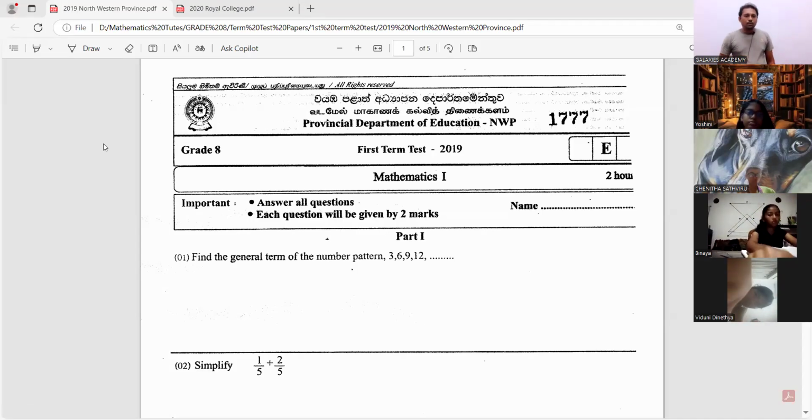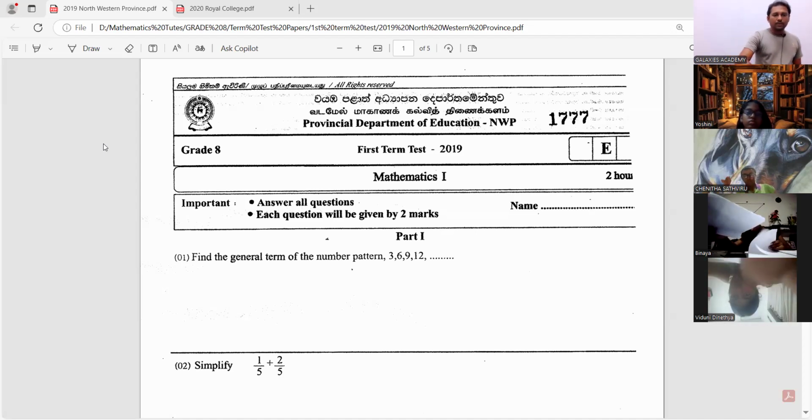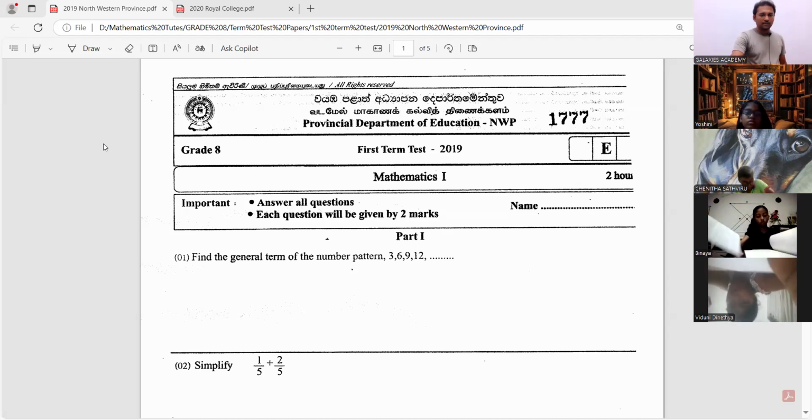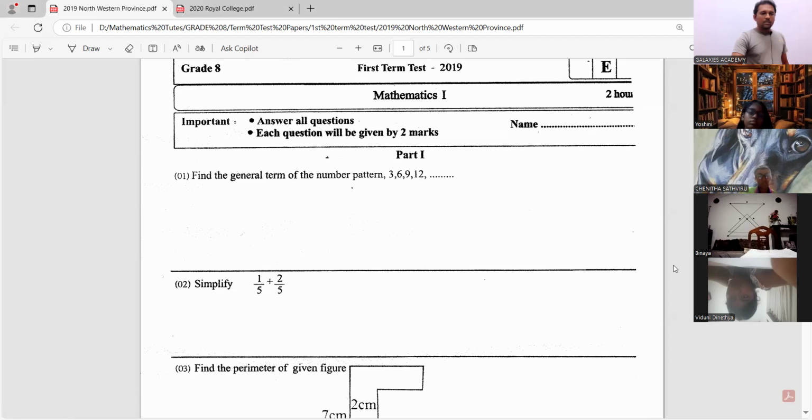Okay, let's discuss the answers for this paper, Western Province paper 2019. Right, first we are going to discuss the first part, questions and answers. There are 20 questions in the first part. The first question is from the number pattern lesson.